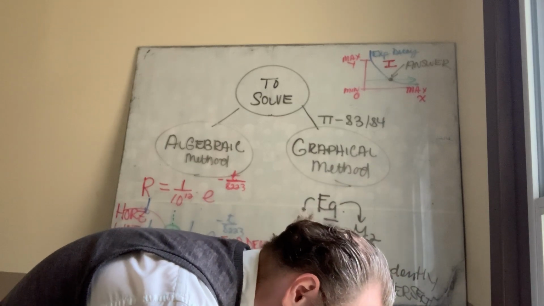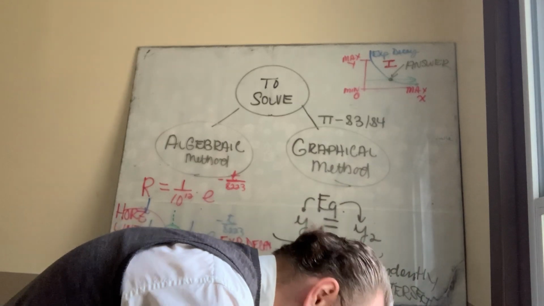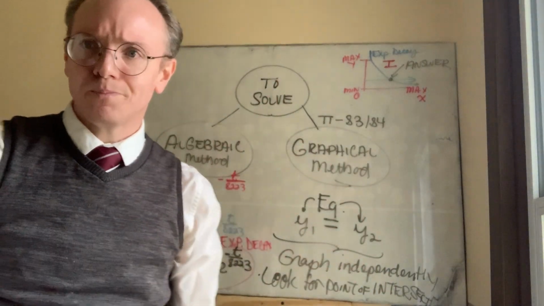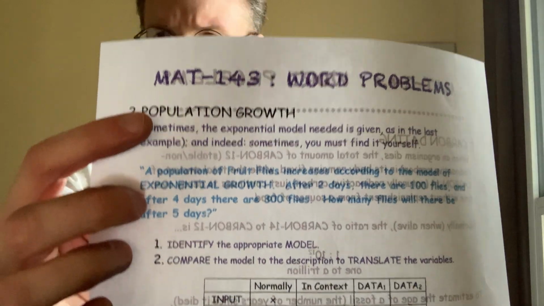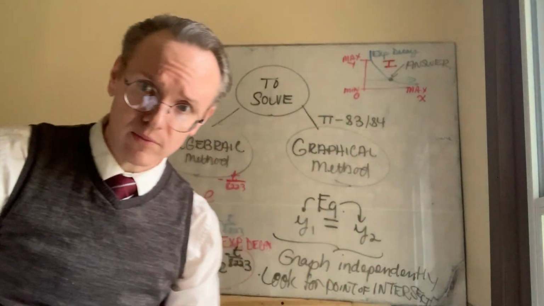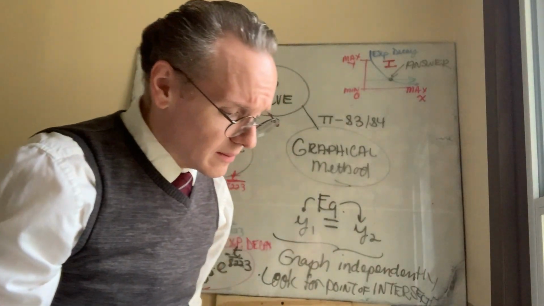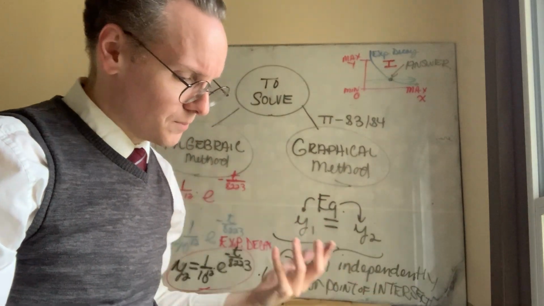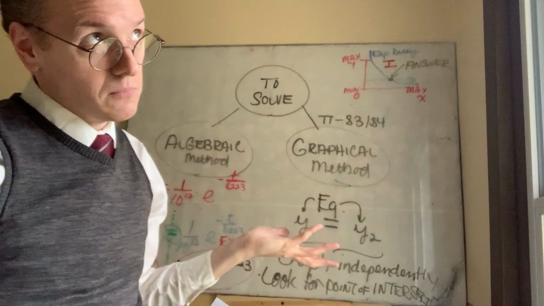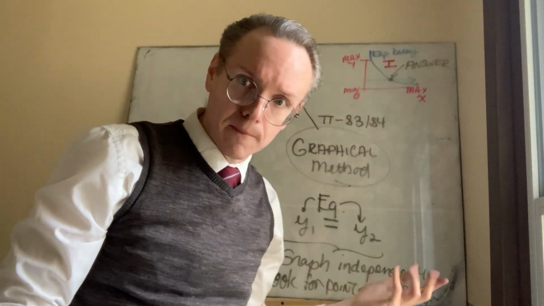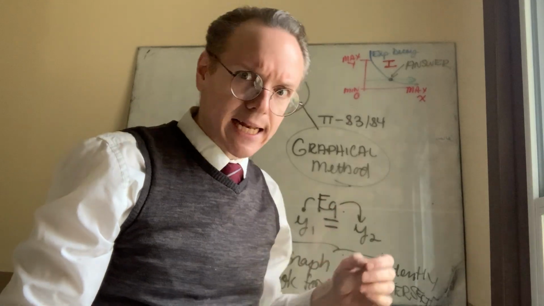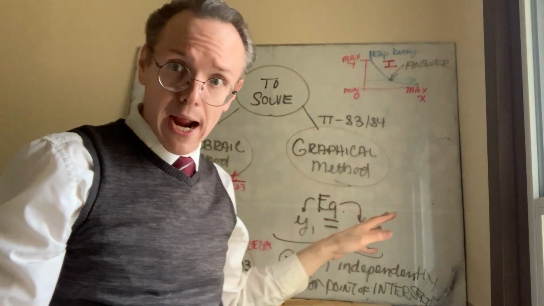Now, let's do the other problem, which is on the back of this page, population growth. And you'll have to humor me again because I'm going to have to read it. Sometimes the exponential model needed is given, as it was in the last problem. And indeed, sometimes you have to find it yourself. That's really the point of this exercise. It's figuring out how to get the equation more or less from scratch.